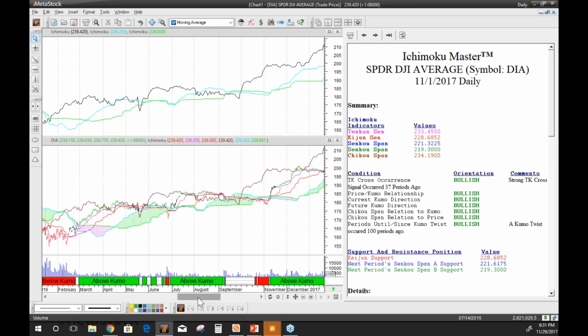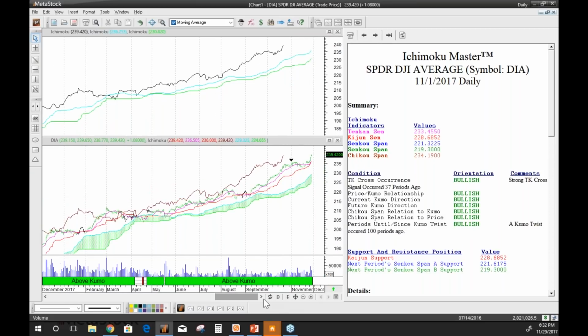Can you repeat the time levels of each line? The time levels, you mean as far as the number of periods? I think what he's asking is kind of the calculations for the lines. The Tenkan-sen is 9 periods. The Kijun-sen is 26. The Senkou Span A is the Kijun-sen and Tenkan-sen midpoint, shifted 26 periods forward. The Senkou Span B is 52 periods, shifted forward 26. And the Chikou Span is 26 periods shifted backwards.